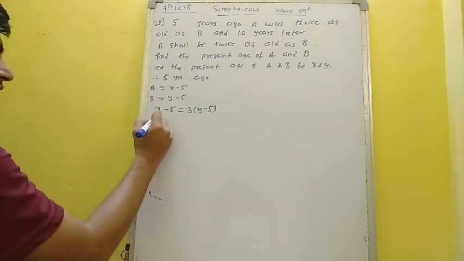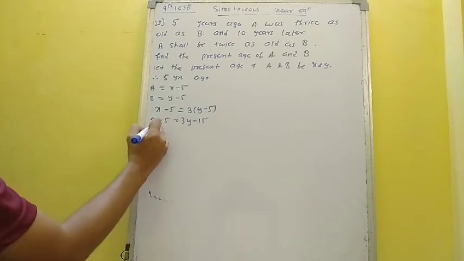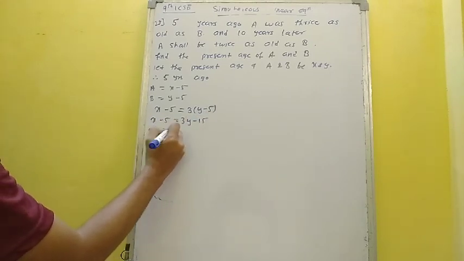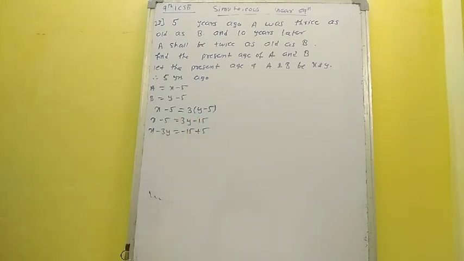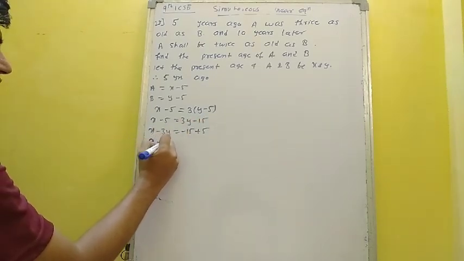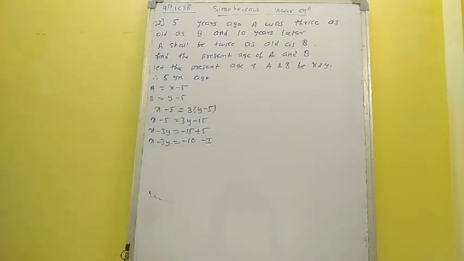So when we open the bracket, X minus 5 is equal to 3Y minus 15. X minus 3Y is equal to minus 15 plus 5. So X minus 3Y is equal to minus 10. Equation number 1. Now, what is given next?